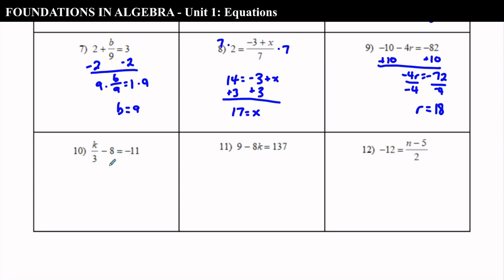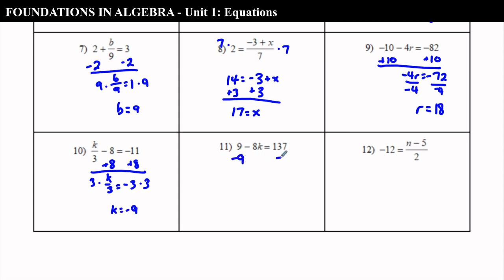And then these last few examples. We add 8 to each side here. That gives you k over 3 equals negative 3. And then we multiply each side by 3. So k equals negative 9.